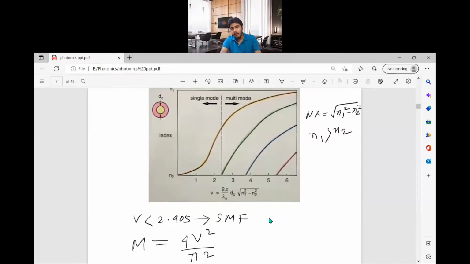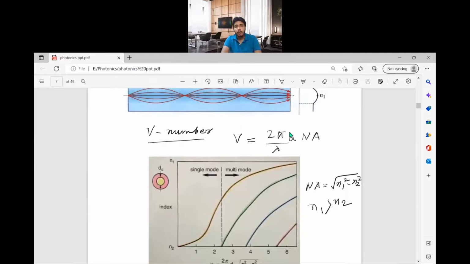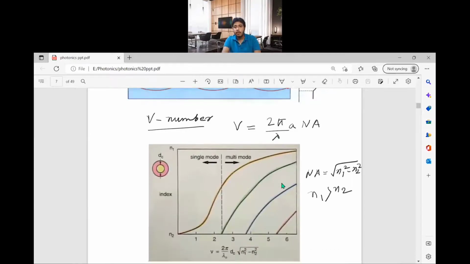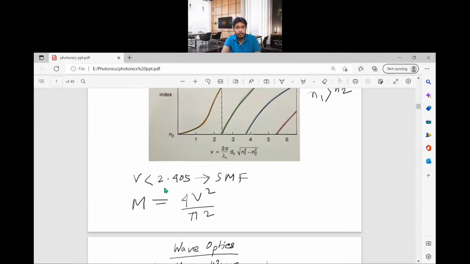So any fiber is single mode or multi mode depending upon the wavelength and also the radius, the diameter. So you cannot simply say that this is a single mode fiber. You need to mention the wavelength for which it is a single mode fiber. If the wavelength is changed, your V number will be changed, so depending upon that the fiber mode will be changed. So this is the importance of the V number.